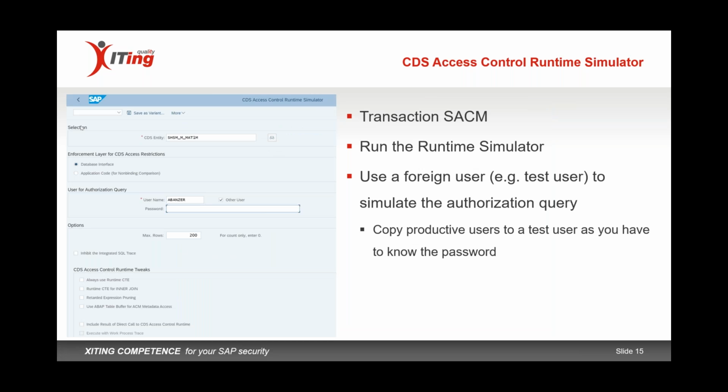Before I jump there, just one thing. For those CDS views, for those access controls, there's a runtime simulator we can use in transaction SACM, where, for myself or for another user, I can simulate the authorization query. So I can see what authorizations are being checked, and from there I can figure out what is missing. Because again, I won't see it in the trace. I will not see what is failing in the trace. I really have to figure it out myself, and that's the tricky part of those CDS authorizations.